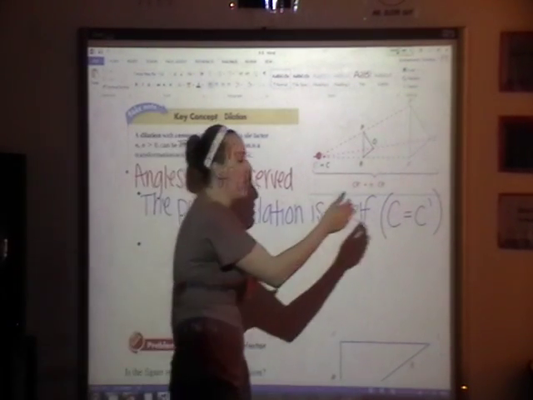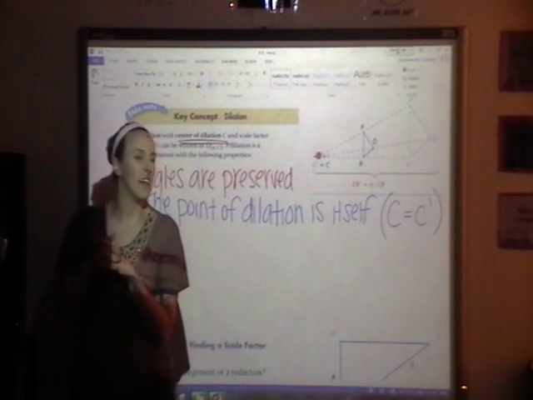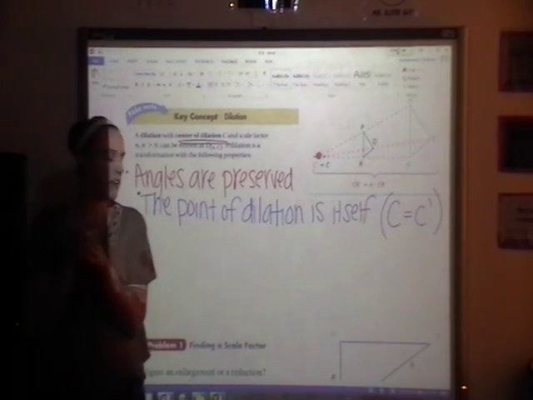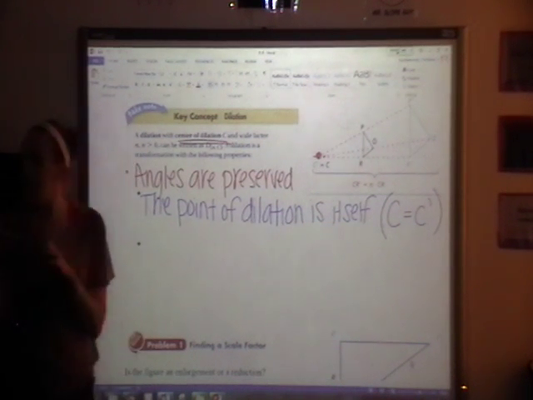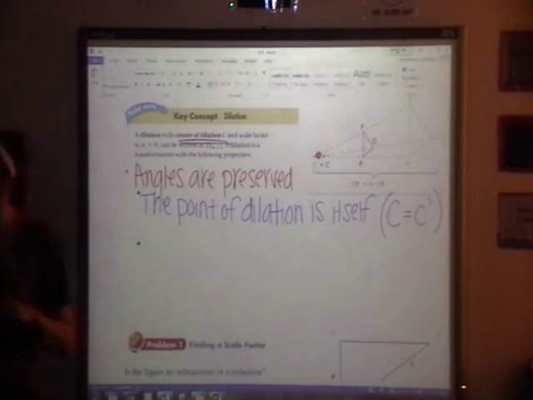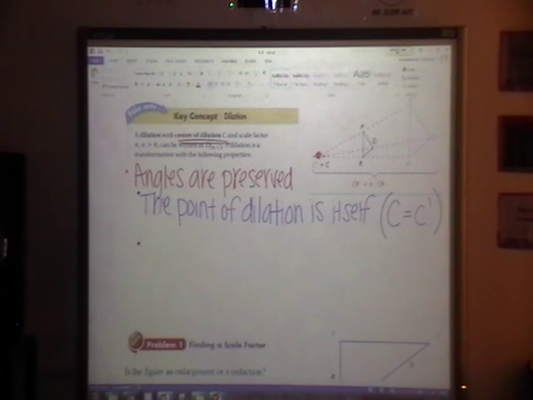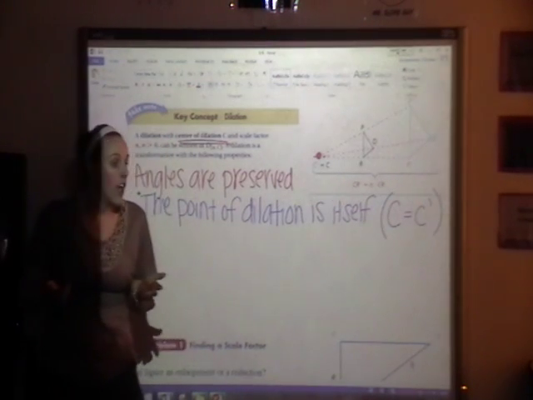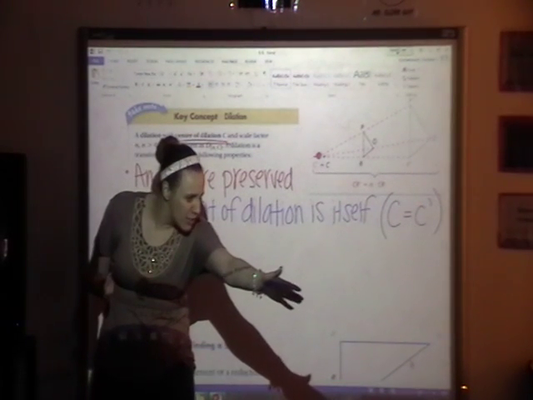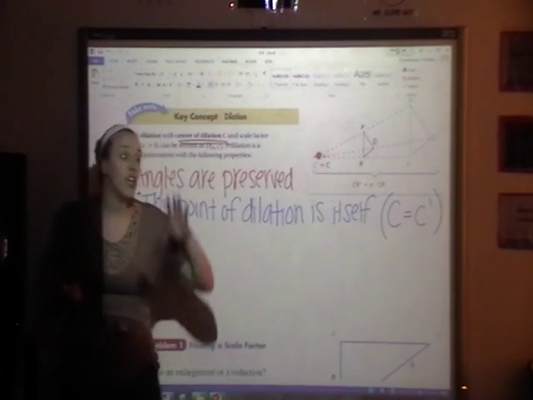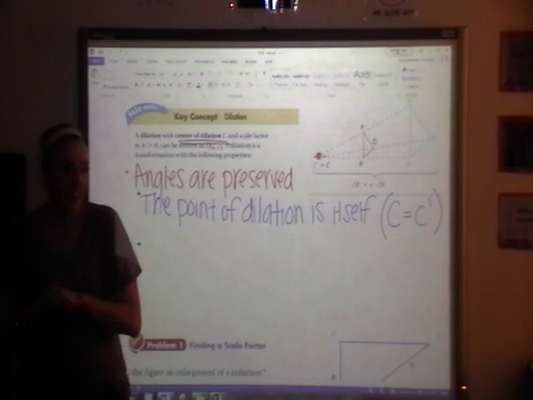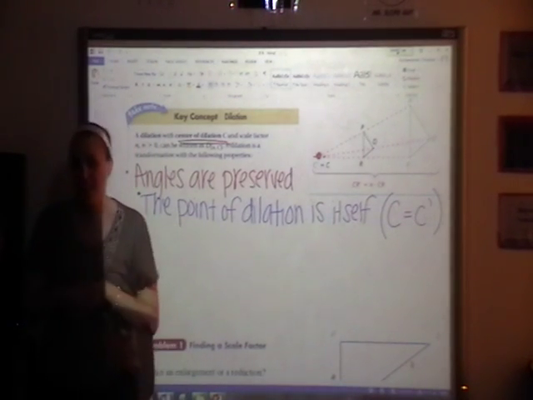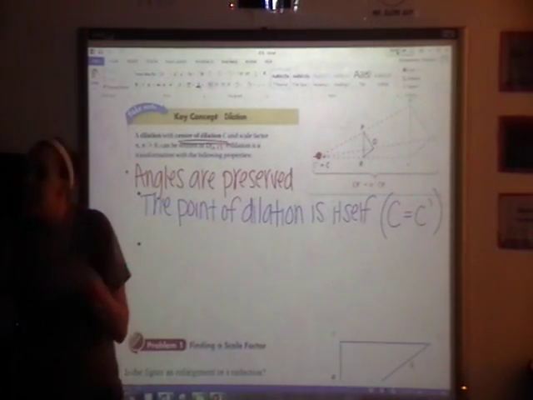Why would C be equal to C prime as my point of dilation? What does that mean if they are equal to each other, equal to themselves? It's the new point. Okay, you said it stayed the same, but you added something to it. You added a prime. So it stays the same, but you added more stuff to it. The idea is C is equal to C prime.